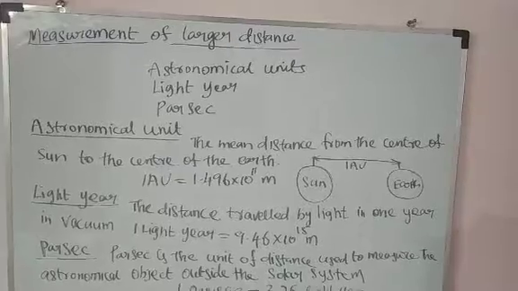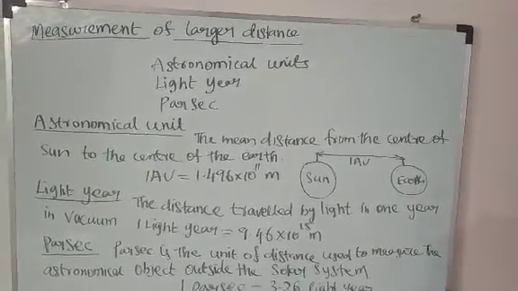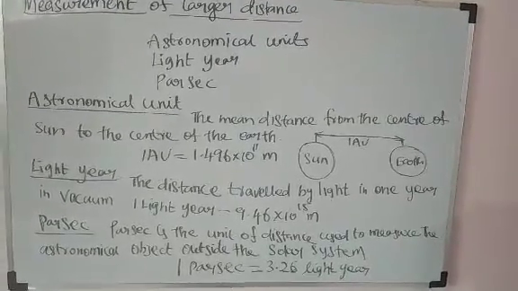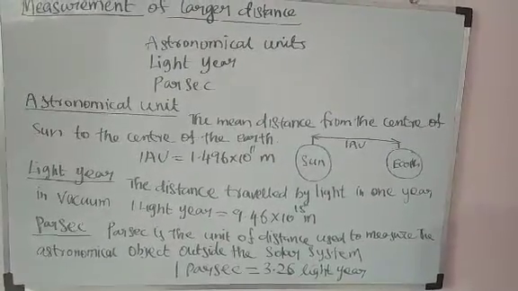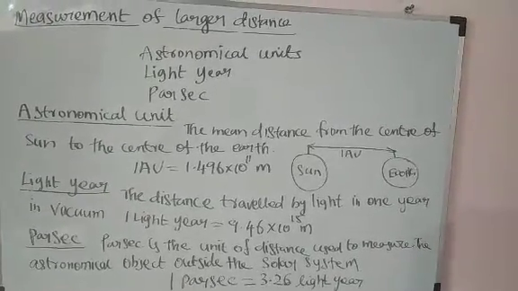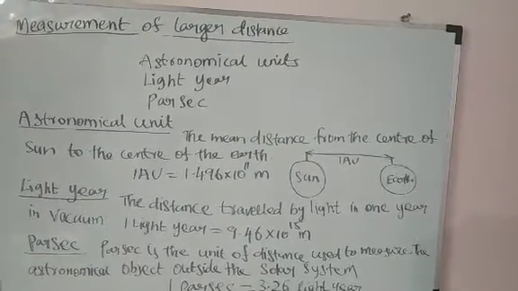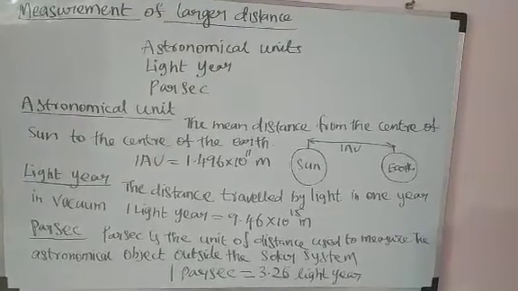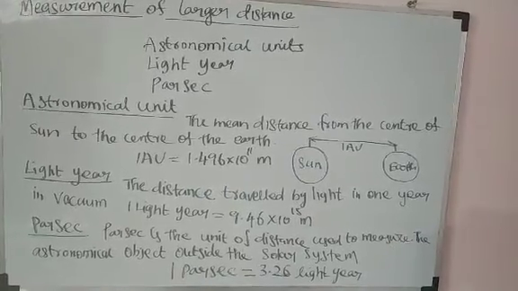But the units for measuring larger distance are astronomical unit, light year, parsec. So what is astronomical unit? The mean distance from the center of the sun to the center of the earth is called astronomical unit. See the diagram: sun, earth. The distance between the center of the sun and earth is called 1 AU. 1 AU stands for astronomical unit. Its value is 1.496 x 10^11 meter.